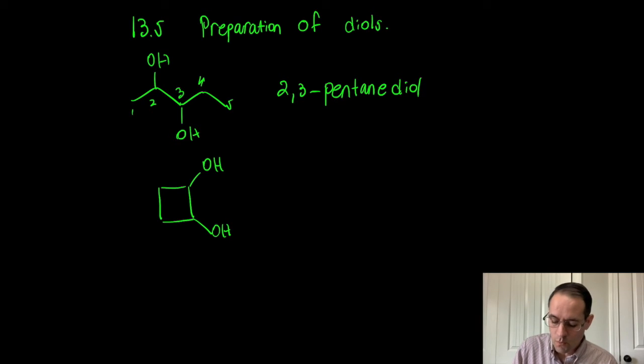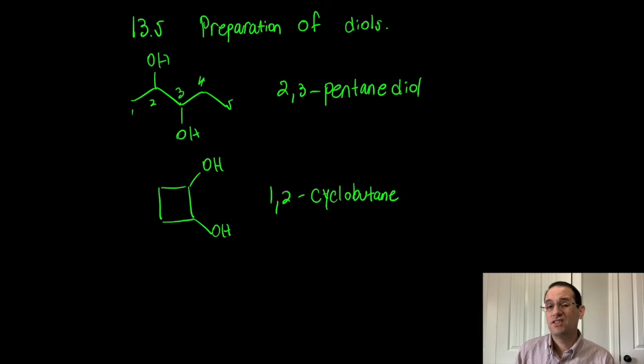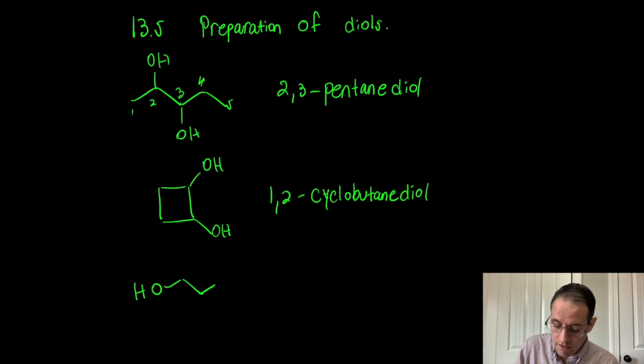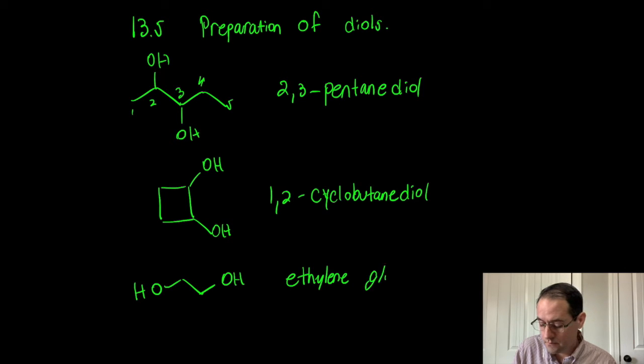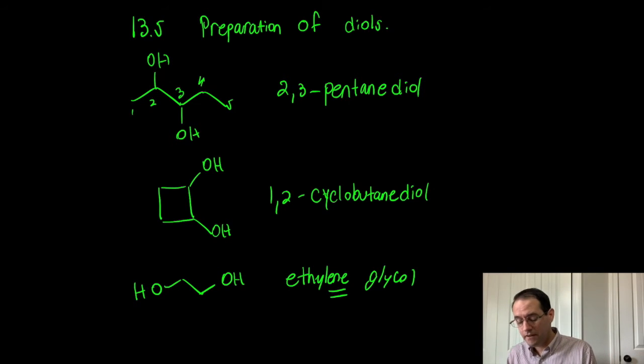would be 1,2. And remember, this is a cyclic form of a ring. So we need to write cyclo, butane, and then just tack on the word diol at the end. Okay. Some common alcohols that are diols are ethylene glycol, and the name is a bit misleading because you have that ene in there. But the reason why is because it's made from ethylene, okay? So glycols are 1,2 diols.